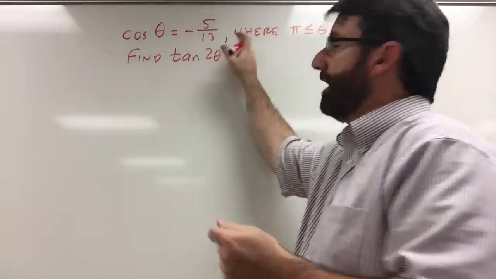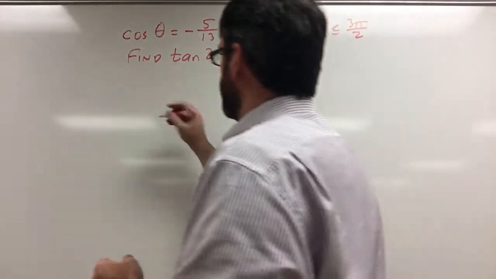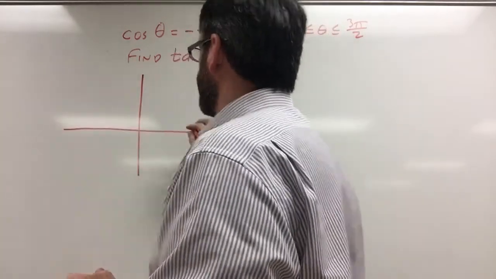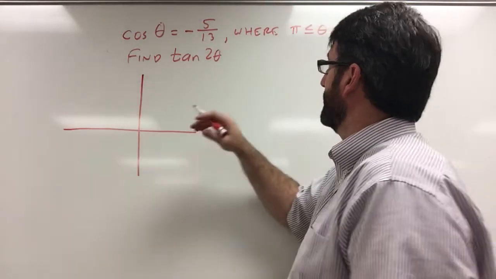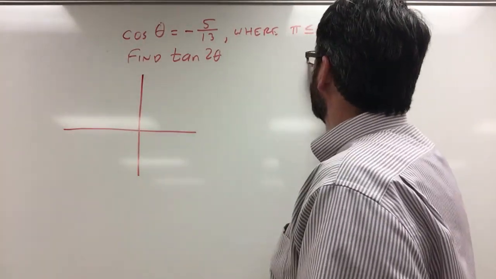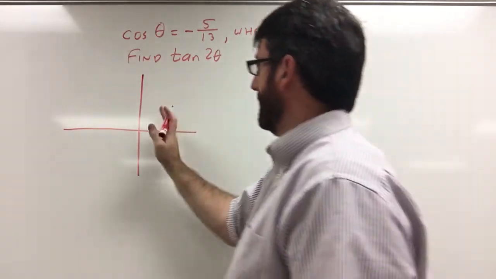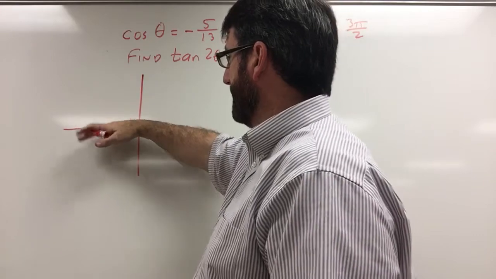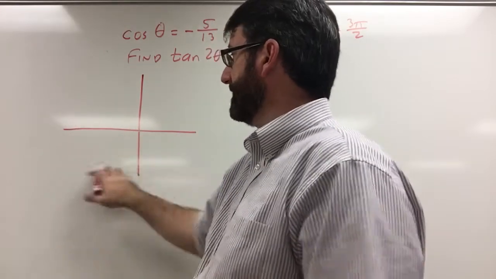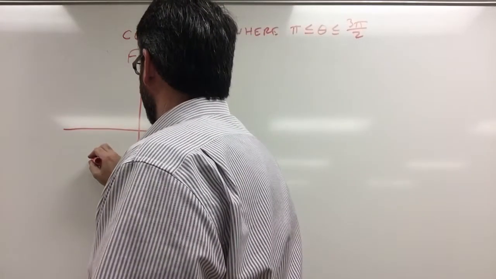All right, so for a problem like this, we're going to start off by drawing a little picture for ourselves. We're going to want to put this picture on the xy coordinate plane. We're told that theta is between pi and 3π/2. So pi radians would be right here, 3π/2 radians would be down here. So we're somewhere in this quadrant. So we're going to start by drawing a triangle in that quadrant.